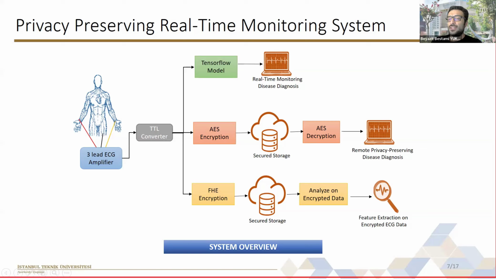These components are the backbone of the system, and the proper functioning of each one is essential to making the system accurate and reliable. So basically, we have three different and independent functions with this system. One of them is disease diagnosis, the other one is remote privacy-preserving disease diagnosis, and the last one is feature extraction on encrypted ECG data. And I'm going to explain it in detail.